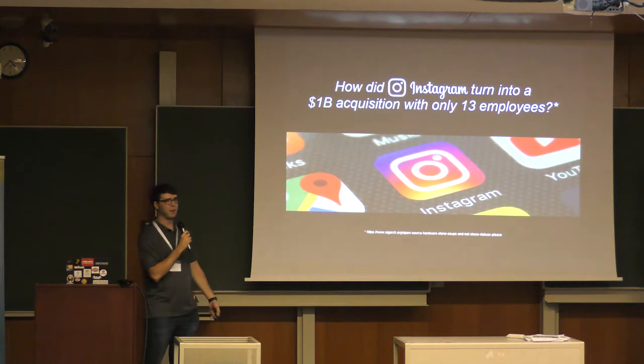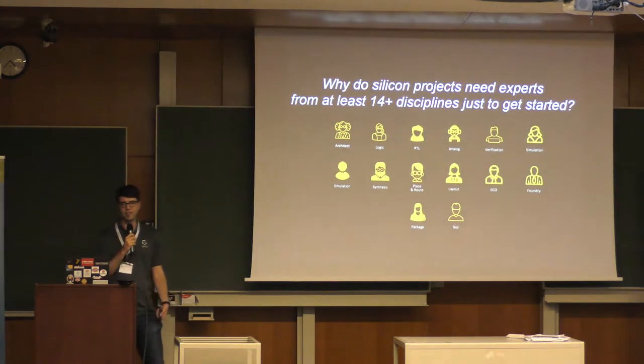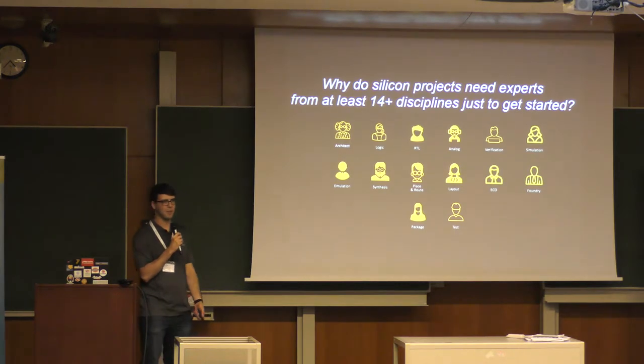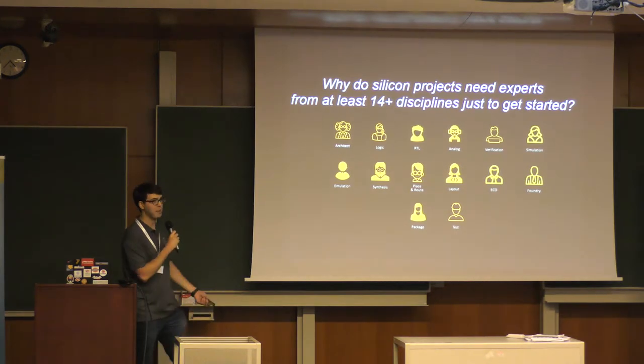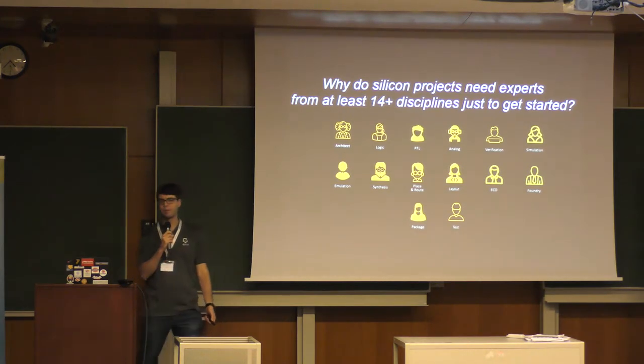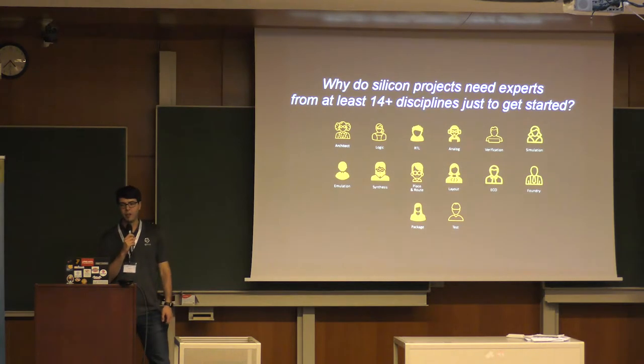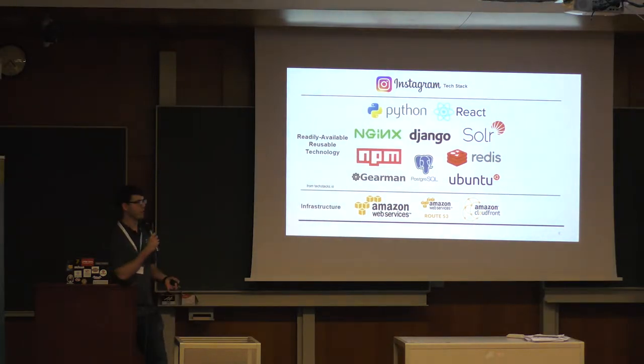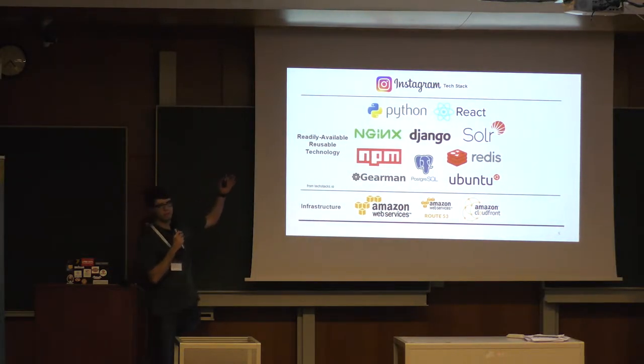But how do they do that, and why? Why is it that a silicon project needs at least 14 disciplines, according to Yunsup's count? Some of you may count more, maybe less, but a lot of people just to build a chip, to build an ASIC. Well, the basic idea is that you have this massive stack of software that you didn't write that you can take advantage of to build whatever you want. So Instagram is a relatively small amount of code on top of all of these open source projects, on top of commodity hardware infrastructure.